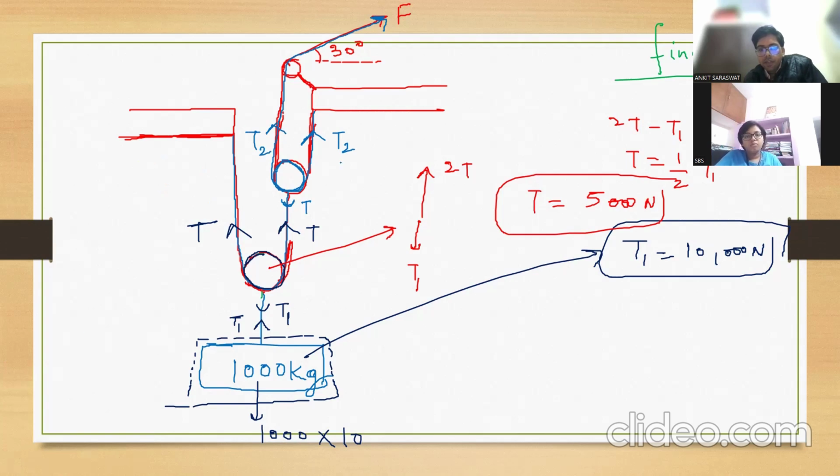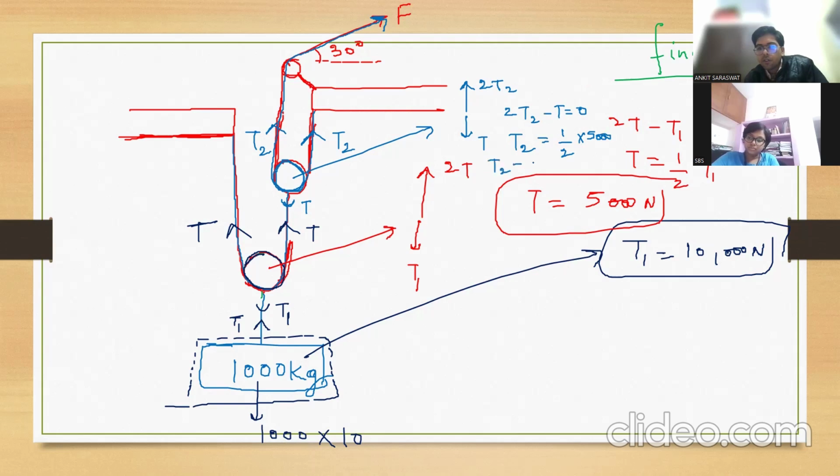Now if you draw the free body diagram of this pulley, it will be what? T is down, T2, T2 up, 2T2. Clear? So 2T2 minus T equal to 0. So simply half of the force applied on the pulley. How much force? T is 5000 Newton. So it will be what?